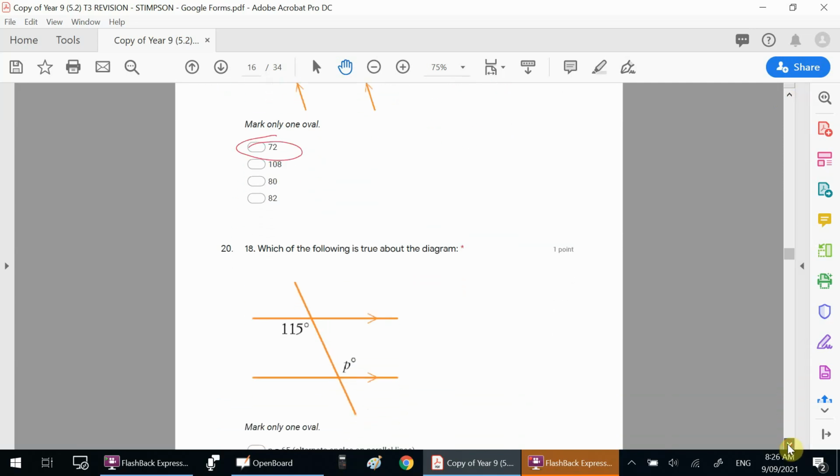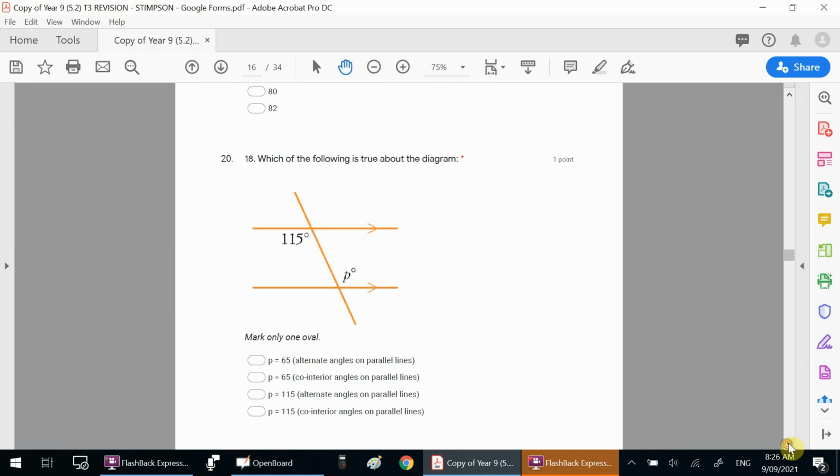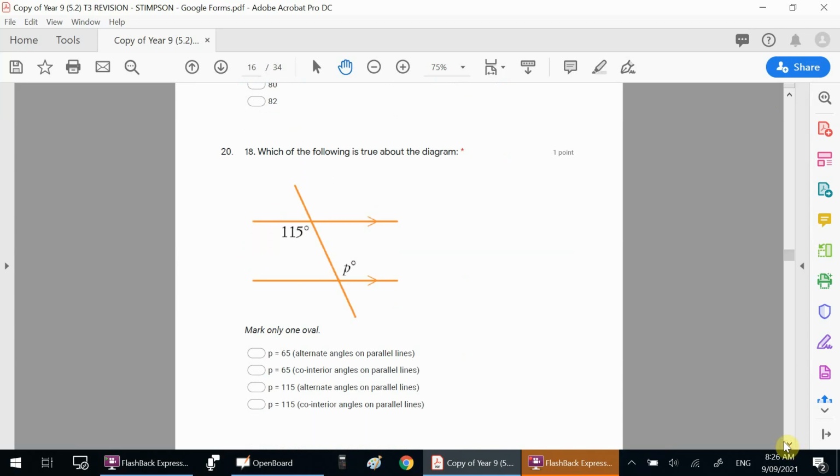With a lot of these ones, you've got to piece together a few bits of information before you get to the answer. This one, however, is pretty easy. Which of the following is true? They're parallel lines and alternate angles. Either side of the transversal, alternate angles are equal. So P is 115 because of the alternate angles. There it is.